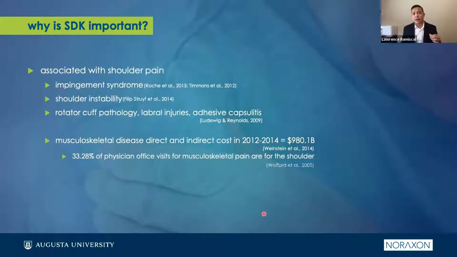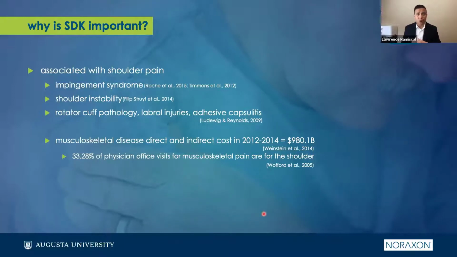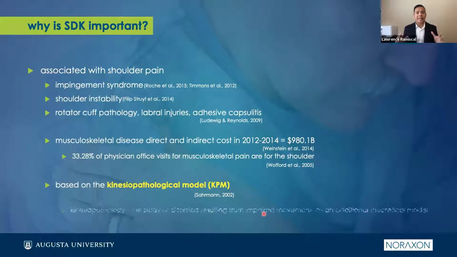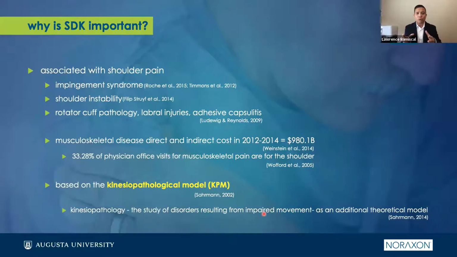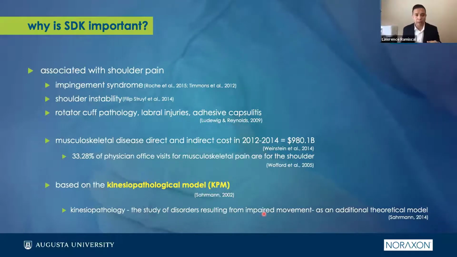And the other problem is that 1/3 of physician office visits for orthopedic conditions is specifically for the shoulder. So basic math would tell you that that's about $300 billion a year. That's a lot of money for just one body part, right? And we understand this association of shoulder problems with movement impairment based on another theory called the kinesiopathological model, from the term kinesiopathology, which is the study of disorders resulting from impaired movement, an additional theoretical model.